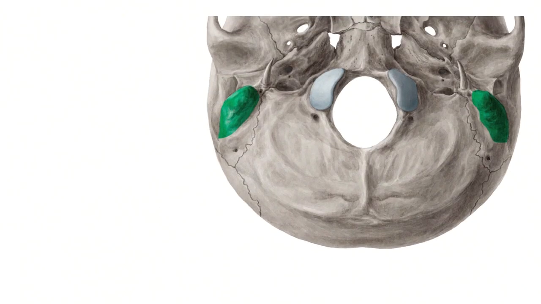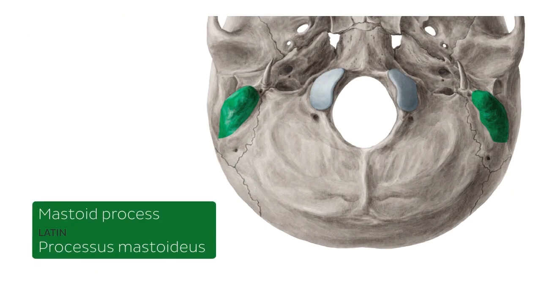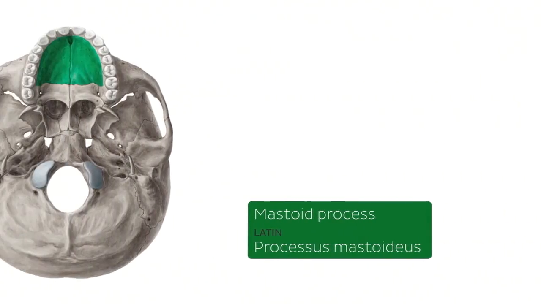Next structures that we're going to be seeing here highlighted in green are found on the temporal bone, and these protrusions are known as the mastoid processes. The mastoid processes are located behind the acoustic meatus, as you can see here, one on each side, the acoustic meatus, and then behind it you find the mastoid process. Let's move on to the next one.